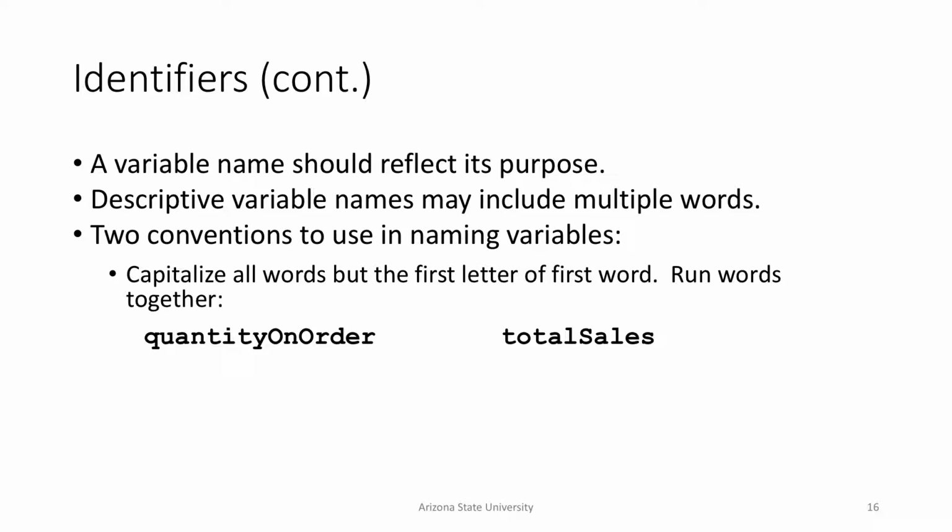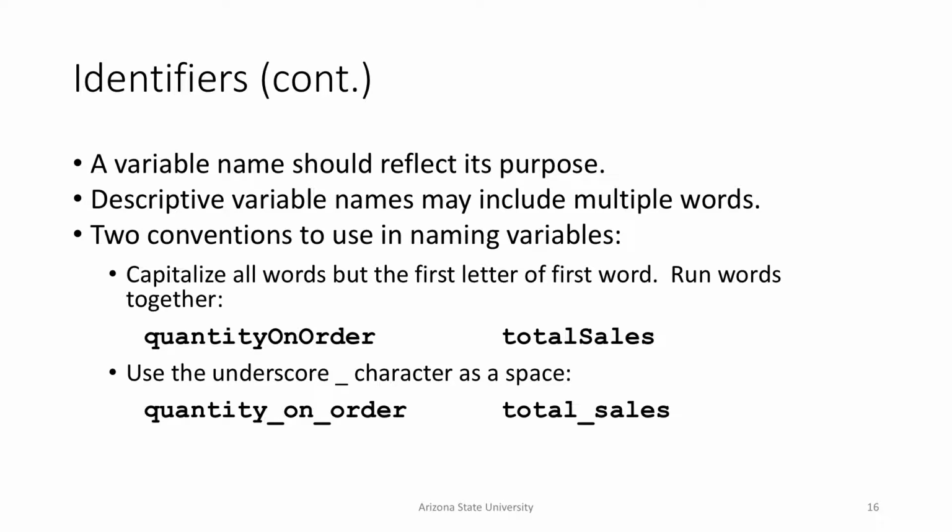So if I wanted quantity on order, I can't have quantity space on space order. I have to put them all together, because I'm not allowed to have spaces in the identifier name. But the other way that you can do it, which I think is more readable in C++, is to put an underscore character in between. So it serves like a space character, but it's just the name of the thing. I can call this whatever I want, but just try to make it so that it's easier to read.